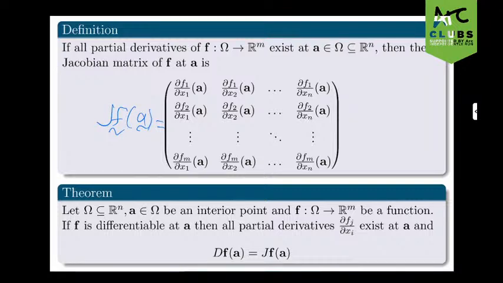I actually haven't covered differentiable yet, that's on the next page, but if f is differentiable, then it means that all of these partial derivatives exist. And we can say that this is the derivative of f. So when we have several variables, the derivative is a matrix of these partial derivatives.